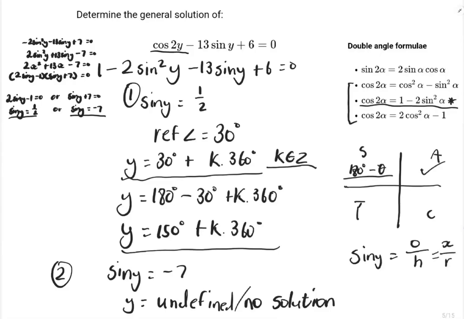So we know that when we draw a triangle, let me draw a triangle here, this is x, y, r. R has to be greater than x or y. It always has to be greater than x or y. In this case, if we write this negative 7 as negative 7 over 1, because anything divided by 1 is going to be itself, we're saying that our x is negative 7, right? Our r is 1.